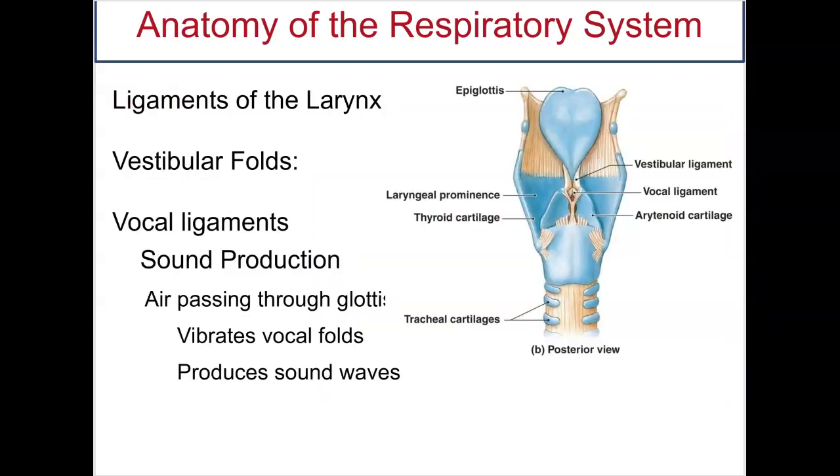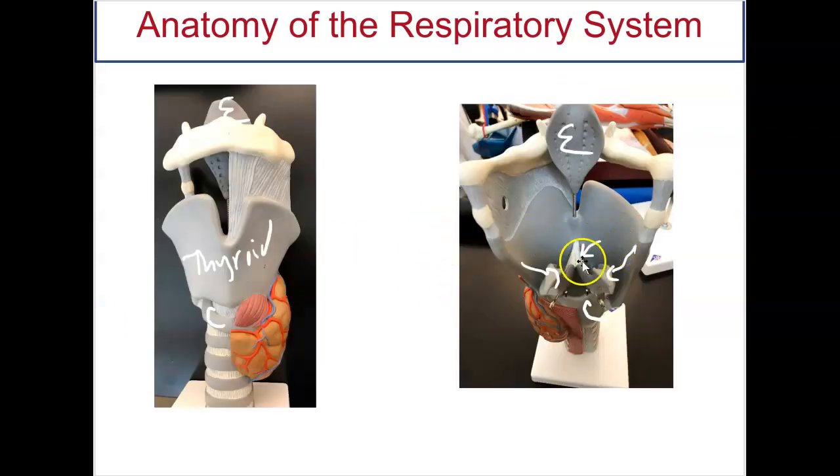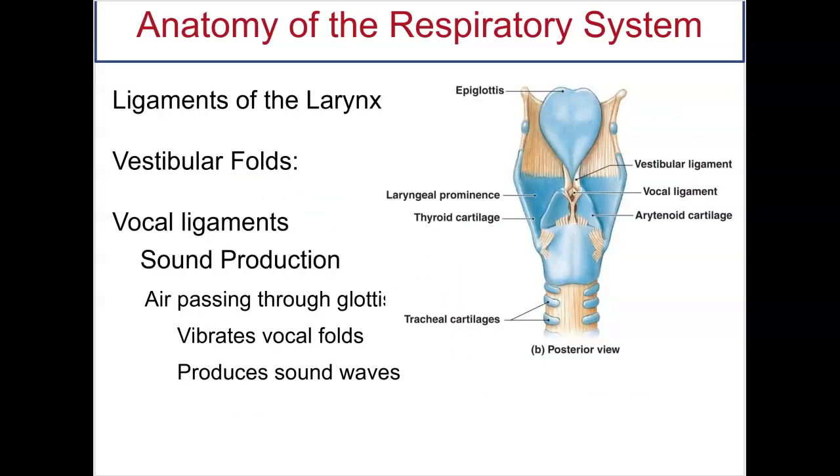Now, if we look at the larynx, there are two types of ligaments here. There's something called the vestibular folds. The vestibular folds, or vestibular ligaments, are called the false vocal cords. They sit up higher, they're superior. The vocal ligaments are what we see on this model as little white flaps, and the vocal ligaments are your true vocal cords. So you can call them vocal ligaments or vocal cords, either is fine with me.